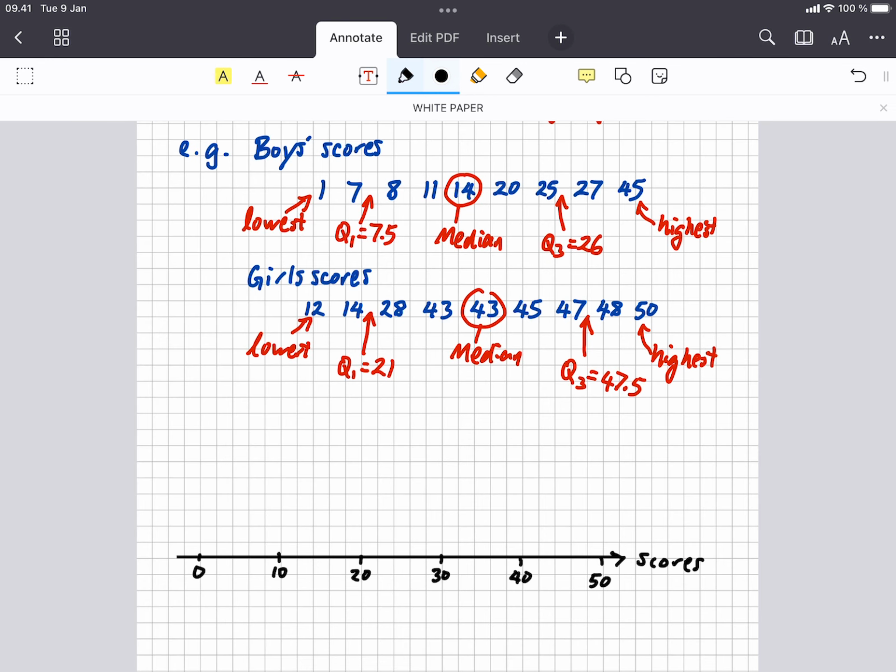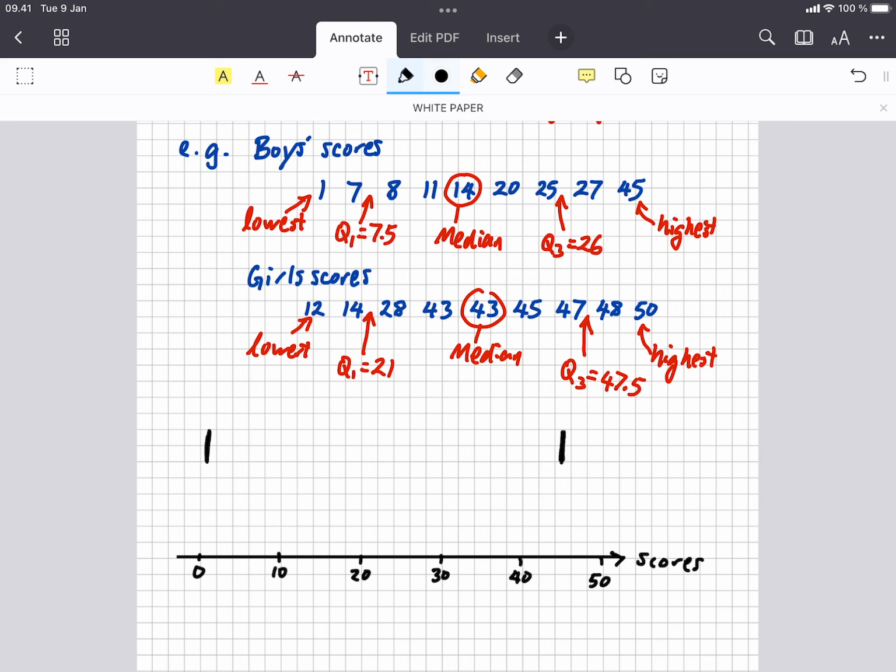So I've got a scale with the scores on, and I'm going to try and represent all of this data with something called a box plot, or a box and whisker diagram. So the lowest boy's score is a 1, so I'm going to put a line at the 1. The scores are here, by the way. And the highest boy's score is 45, so I'm going to put a line just at 45.